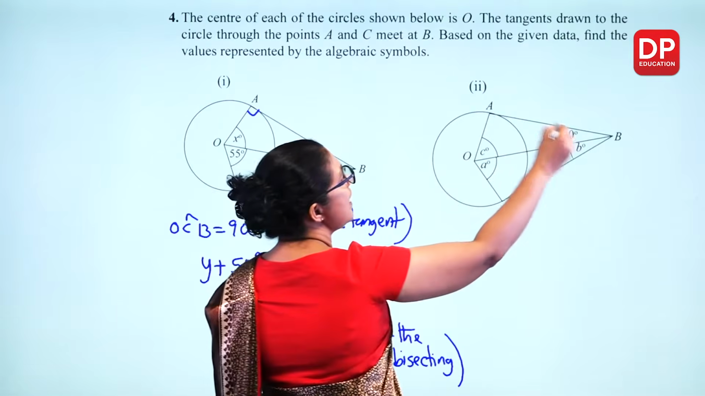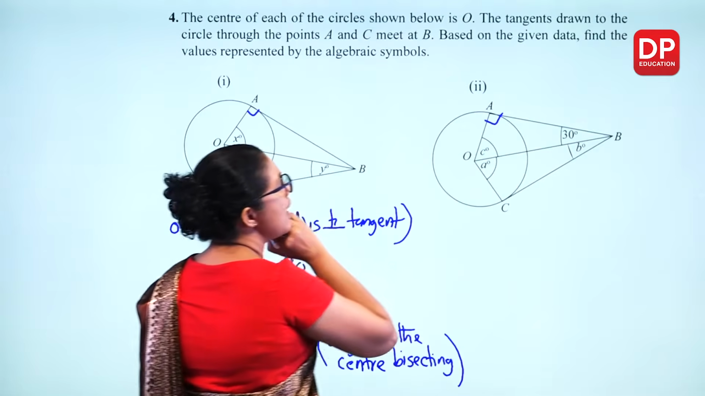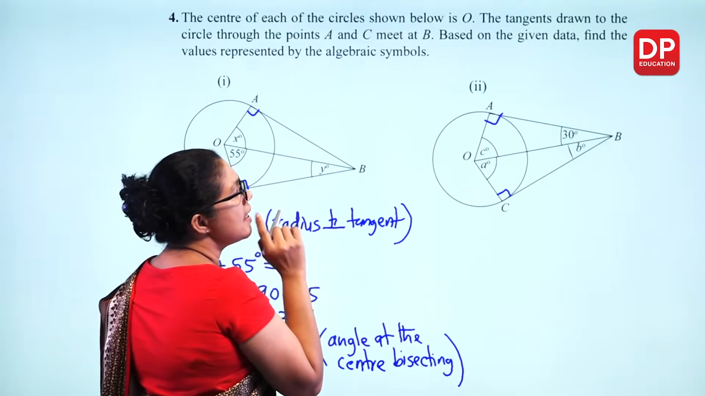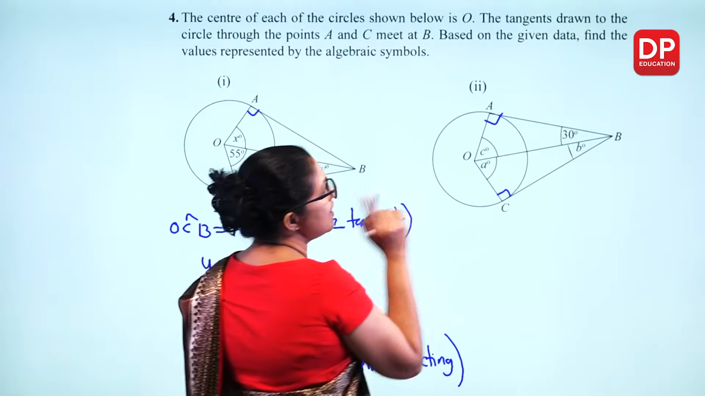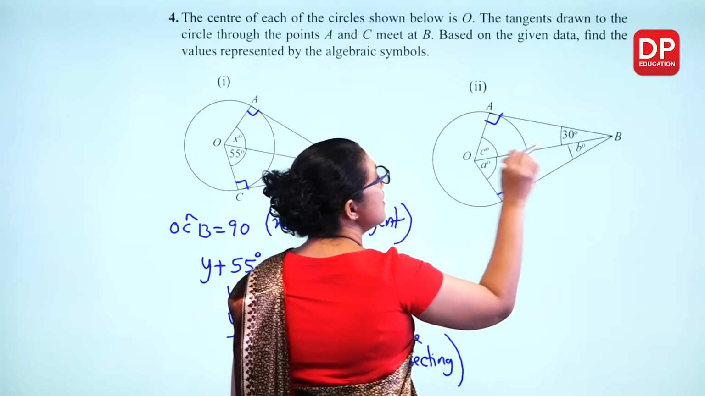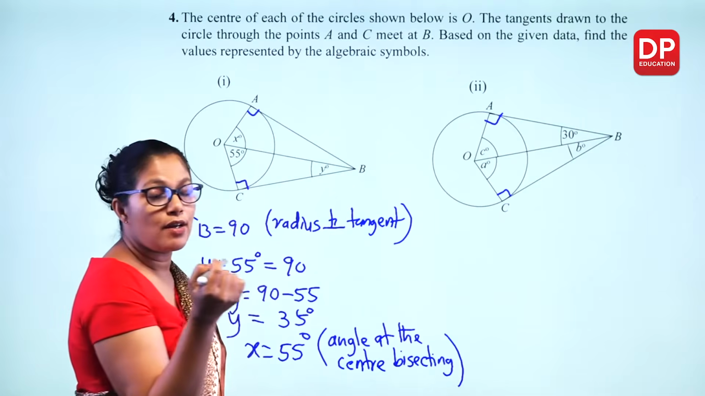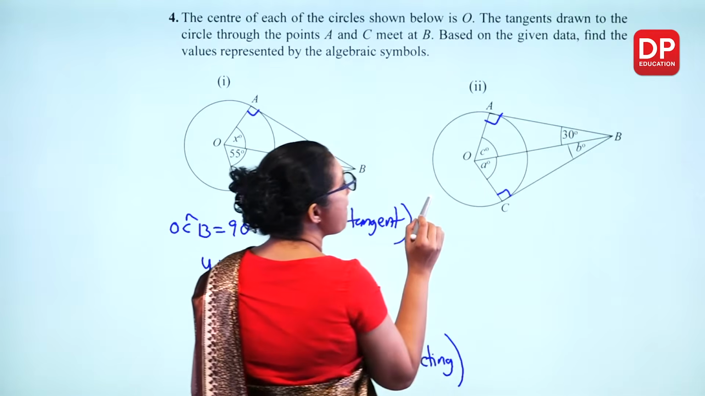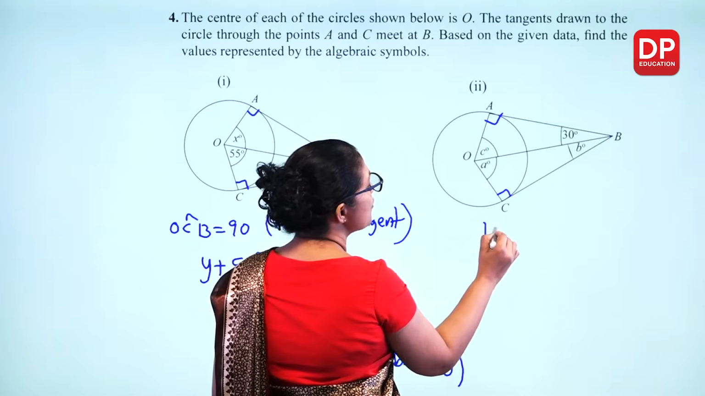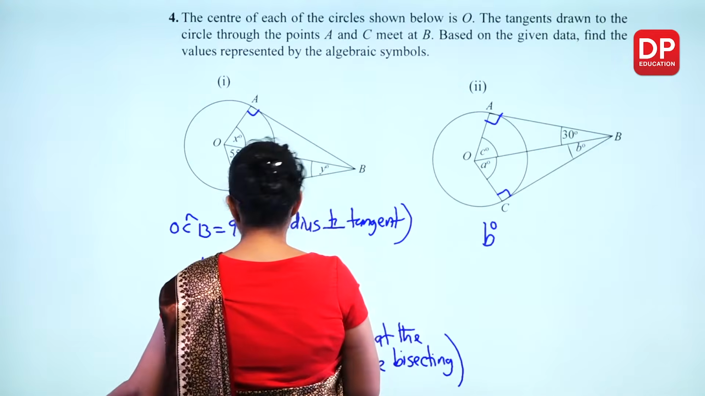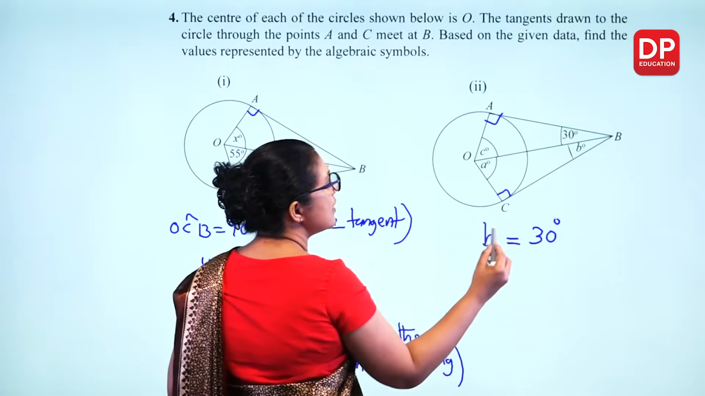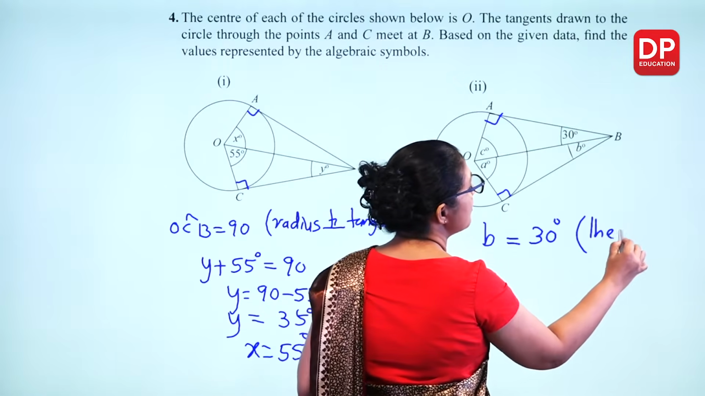Again, OA is perpendicular to AB. This is also perpendicular. That's the first thing we can say. And these two are equal. Angle outside also bisect each other. So that's the theorem. So what's B? Straight away, B equals 30 degrees according to the theorem.